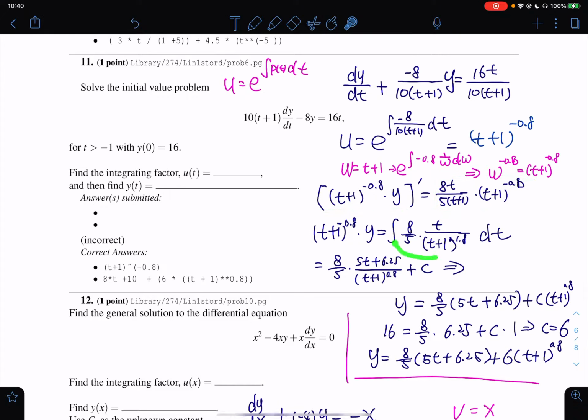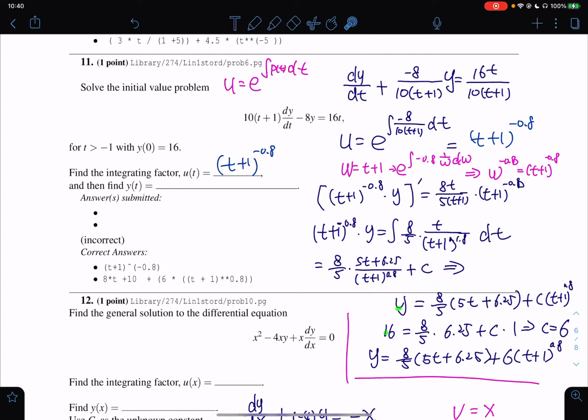So if I were to carry out my antiderivative calculation, you will be able to get my final answer, which looks like that. So you can fill it in. My u of t is supposed to be (t plus 1) to the power of negative 0.8. And my final answer is, I typed it out down here. Well, this is how my y should look, but don't forget you have an initial condition.